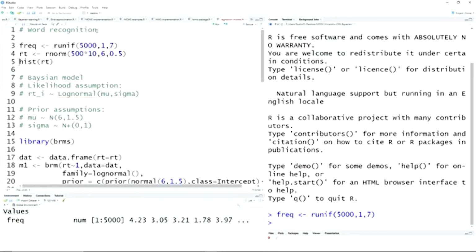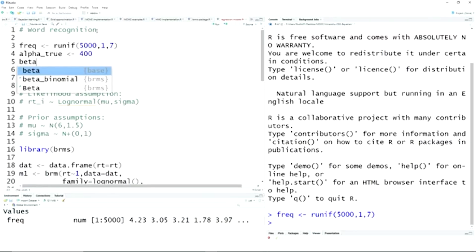Now, these are frequencies, right? Now I'm going to generate, I will first set up the true values of the parameters. So let's say alpha true is 400 milliseconds and beta true is actually 0. Okay, so let's say 5. Maybe 10. Okay, we'll see. We can change it later.